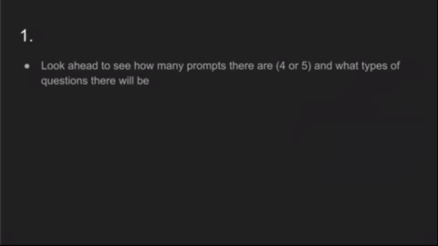Tip 1. Look ahead to see how many prompts there are and what types of questions there will be. This is helpful because if there are 4 prompts or 5 prompts, you are able to adjust your time as necessary. You can make time limits for each prompt to assure that you stay on track and do not get behind. In addition, knowing what types of questions there are is beneficial so that you can look for the answers to these types of questions while you are reading the prompt.